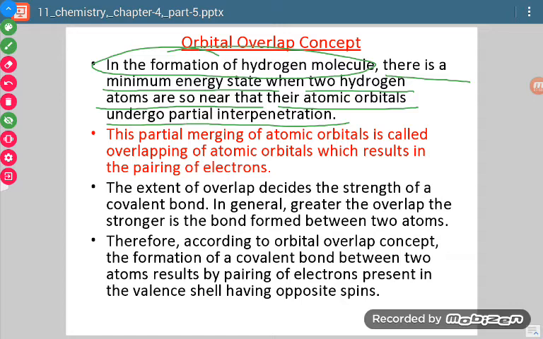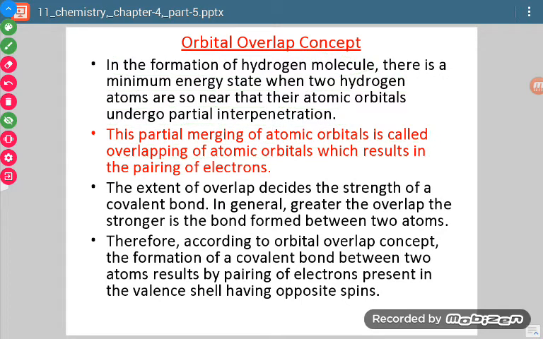Okay, now this thing is also given another name. The partial merging of atomic orbitals is called overlapping of atomic orbitals, which results in the pairing of electrons. Now pairing of electrons means there is bond formation. Okay, now how much overlapping has occurred? What is the extent of overlapping? That decides the strength of the covalent bond. The greater the overlapping, the stronger the bond.